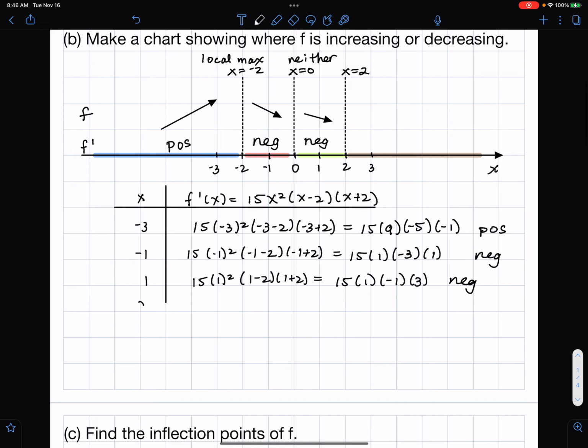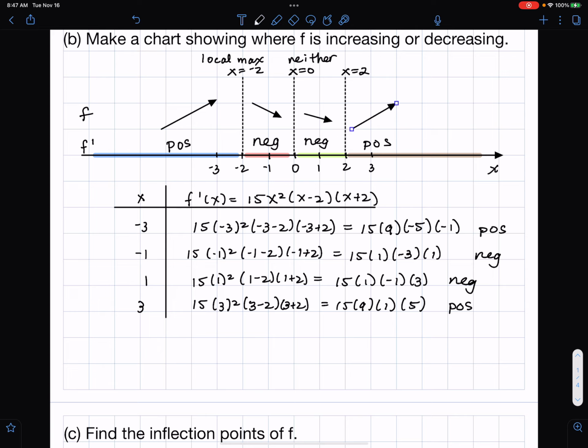And then I'll pick one more point, 3. So I'll have 15, 3 squared, 3 minus 2, 3 plus 2. Why am I picking 3? 3 is just any number on this last interval on the right. And by the way, there are a few shortcuts if you want to study how to make this go a little faster, but I think we're not going to do that right now.